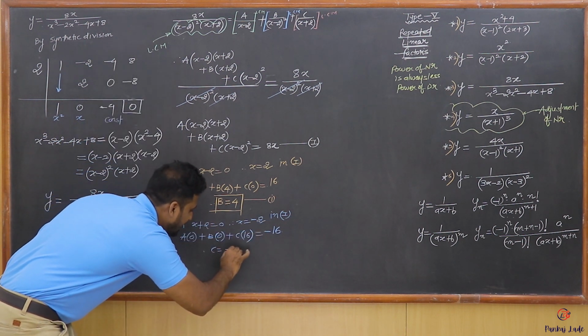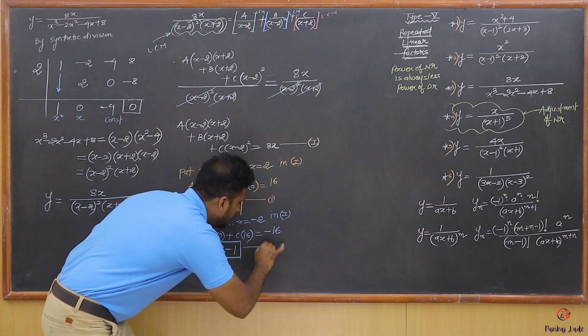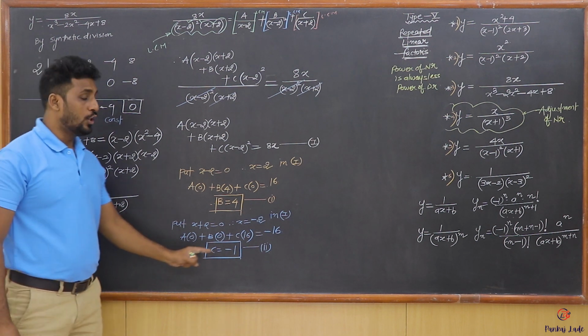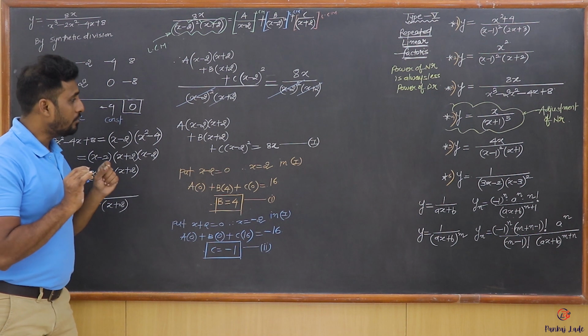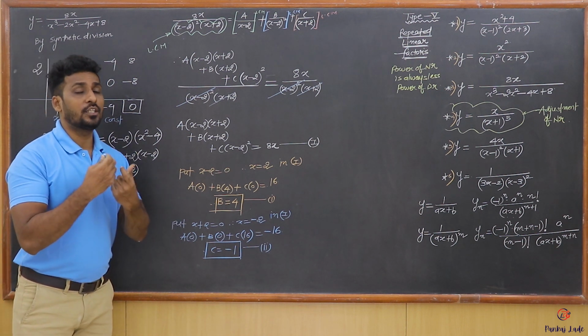So this time c into 16 is equal to minus 16. That means, students, what is c going to be? It is going to be minus 1. I call this the second relation. So I've got b equal to 4, I've got c equal to minus 1. Now I can proceed further with the next constant that is left, which is a, but I can observe that all my factors are over.